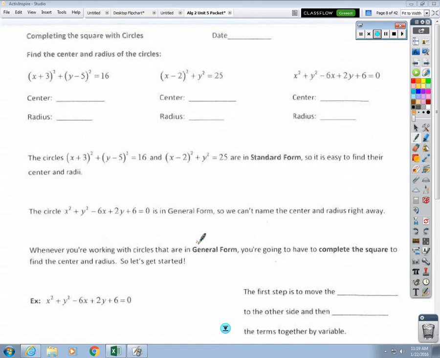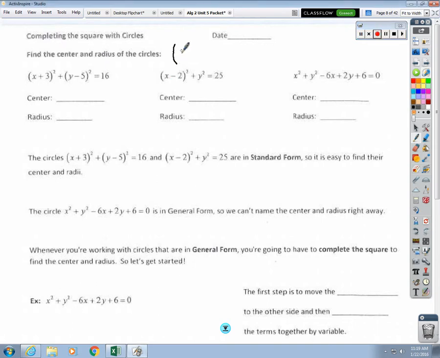Okay, today we are going to continue talking about the equation of a circle, but we're also going to bring in completing the square with circles, which is why we learned how to do that a couple of days ago. Now to begin, we're just going to review from yesterday. Does anybody remember the equation of a circle in standard form?